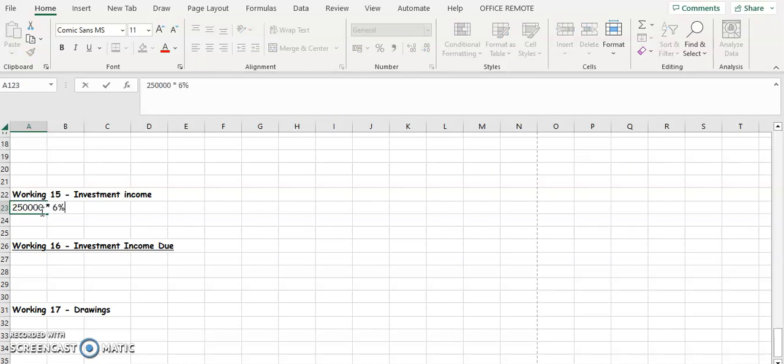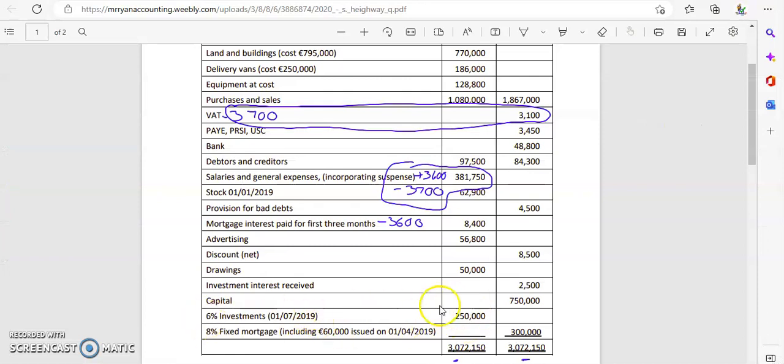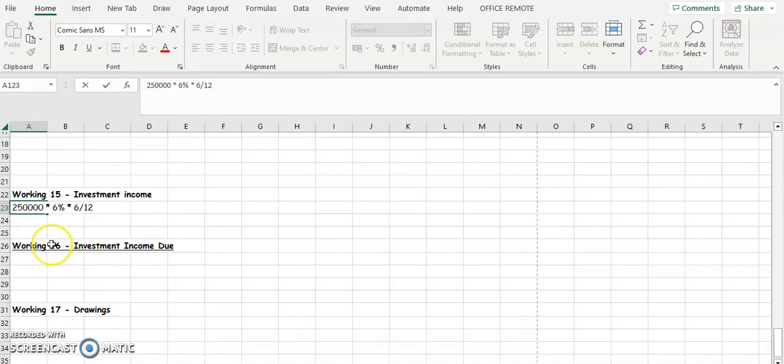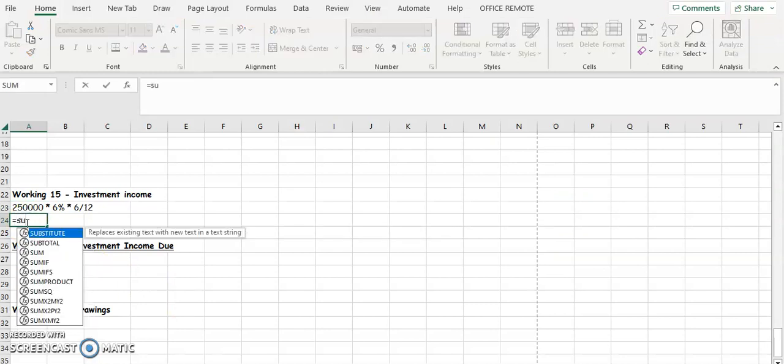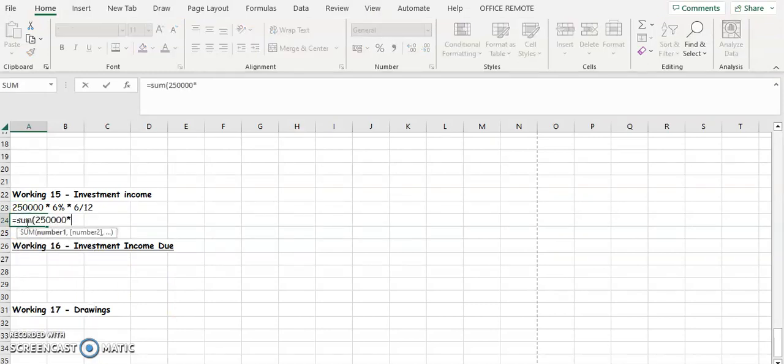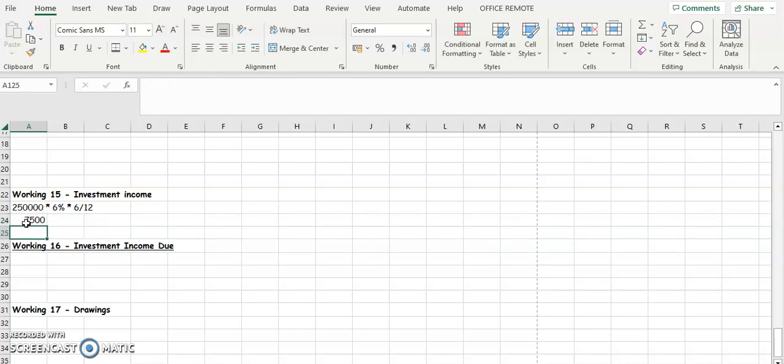So with our working then, we're going to multiply the 250,000 by 6%, and we're going to multiply that by 6/12 because we only have it for 6 months of the year. When we multiply that out, it's going to give us our yearly figure. So the yearly figure then is 7,500. That's going to be added to operating income in our profit and loss account. So the yearly amount is 7,500, which we just calculated.